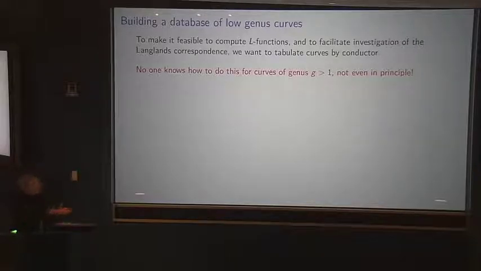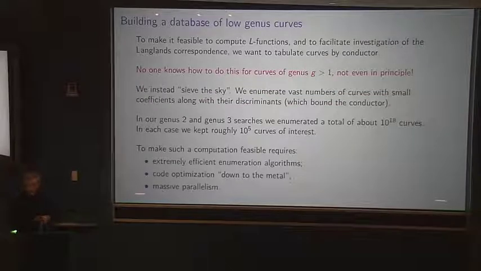So how do we get past this problem? We don't know how. We would like to have a table of curves organized by the conductor of their L-function, but we don't know how to do that. So what do we do instead? Well, we search the sky. There are a lot of curves out there. We can just look at all the curves we can see. We could imagine doing a survey of the entire sky, looking at all the curves that might be out there, and trying to find the interesting ones, the ones that have small conductors.